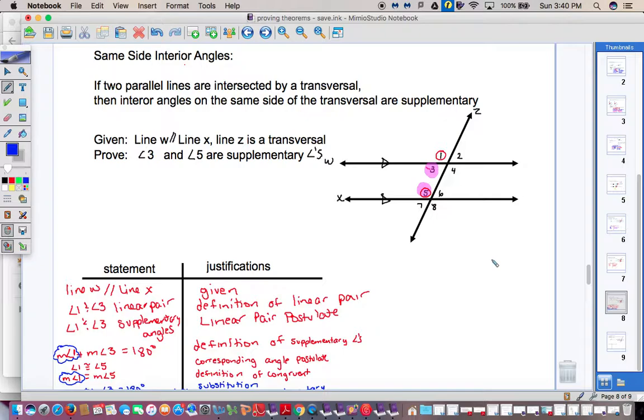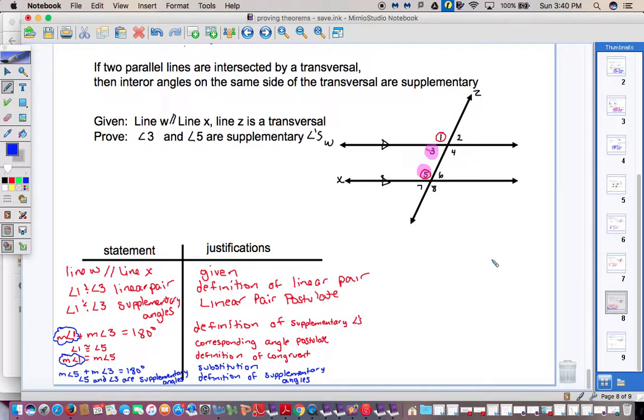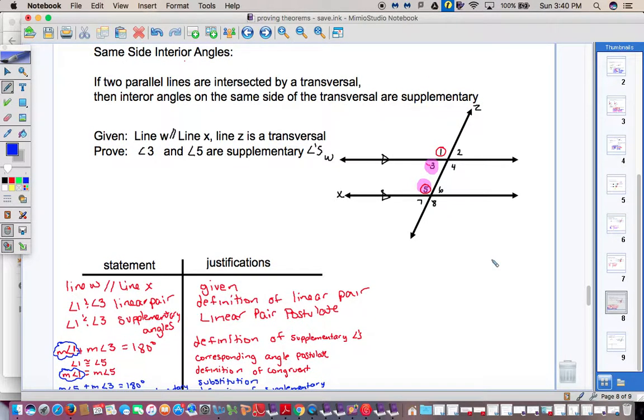Okay, so same side interior angles. We have just proven the same side interior angles theorem, and this should say theorem up here, which states that if two parallel lines are intersected by a transversal, then interior angles on the same side of the transversal are supplementary.